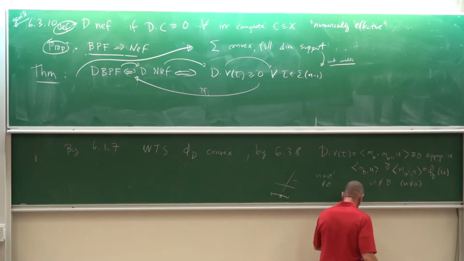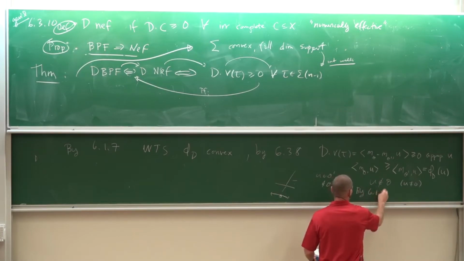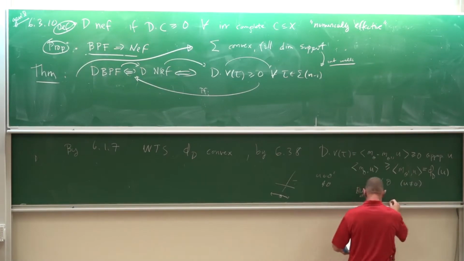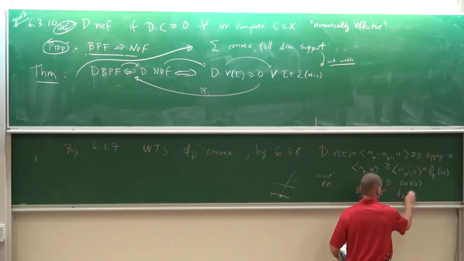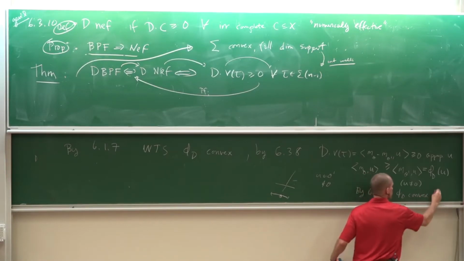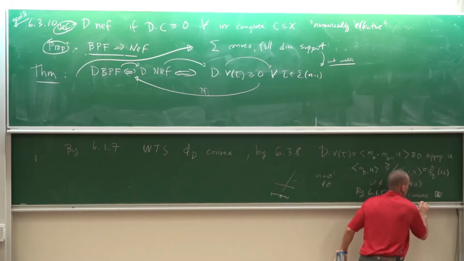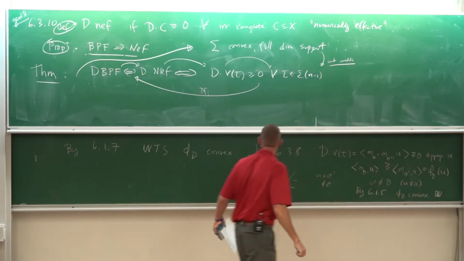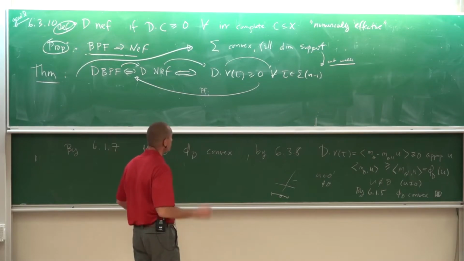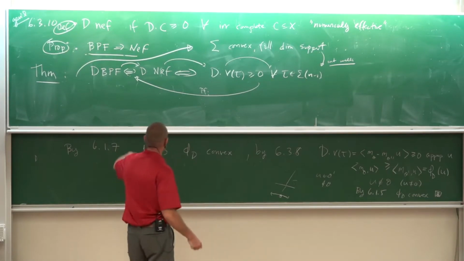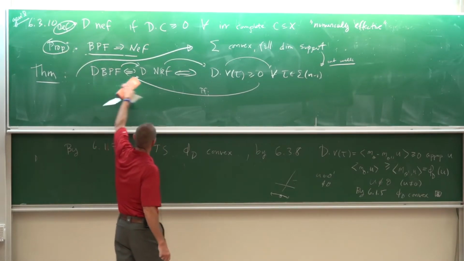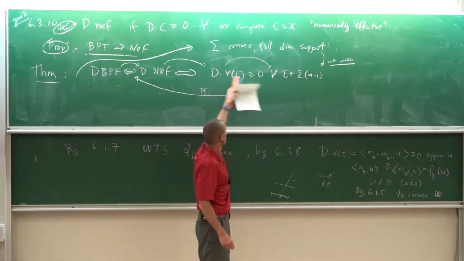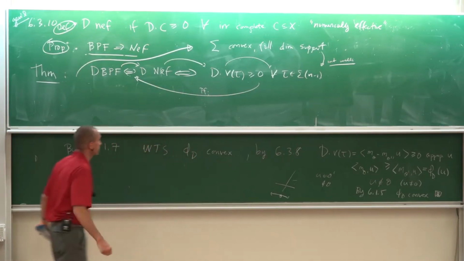And so that means by 6.1.5, this says that phi sub D is convex. And that's the end of the proof. So we have this nice, so what's the point? Again, we have a really nice condition for base point freeness and nefness in the toric case, which is just checking on the maximal faces.